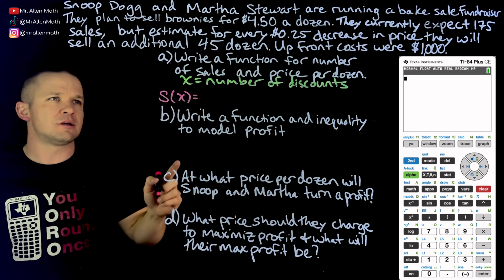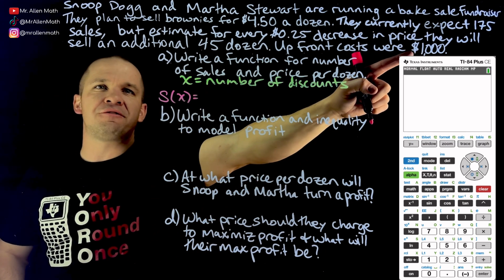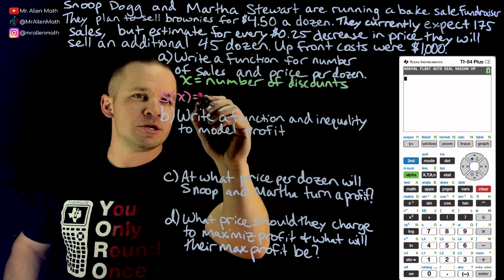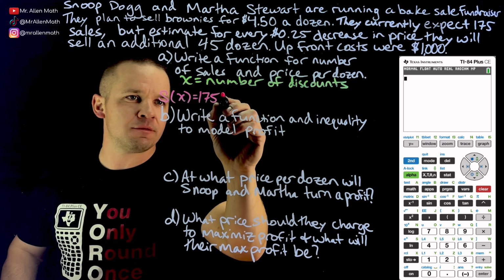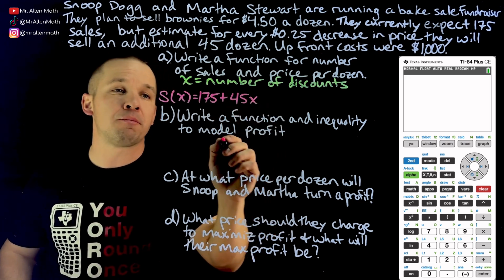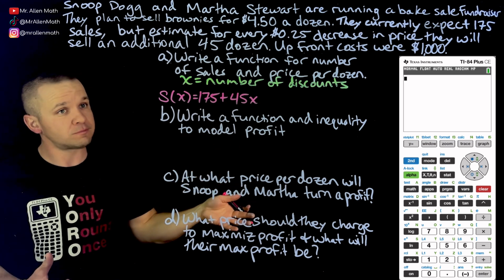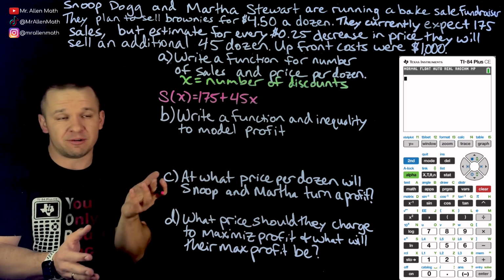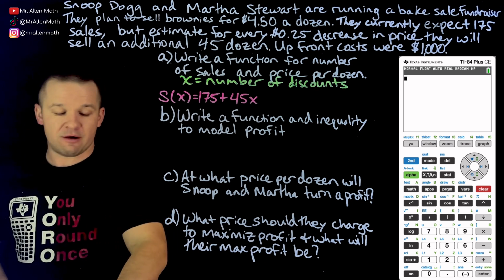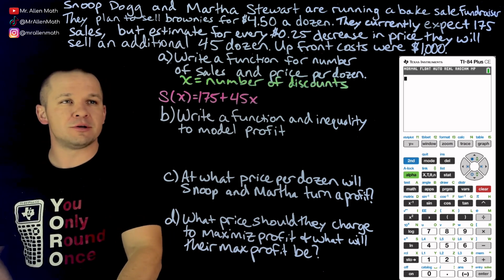My sales start at 175, but every discount, I get 45 more. So I'm starting at 175, but every time I discount it, I get 45 more. So how about plus 45x? Or you do 45x plus 175. It's addition, it doesn't matter, right? It's commutative. Then we have our price per dozen, right?